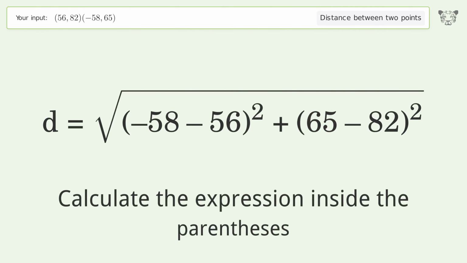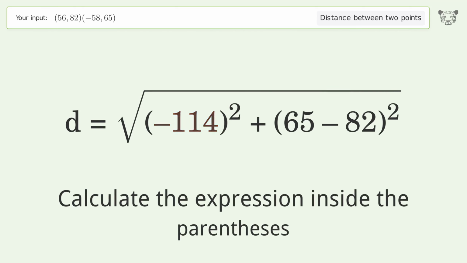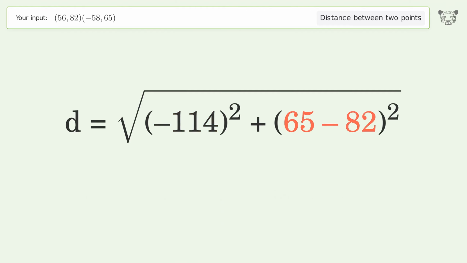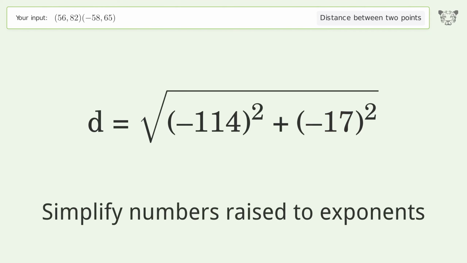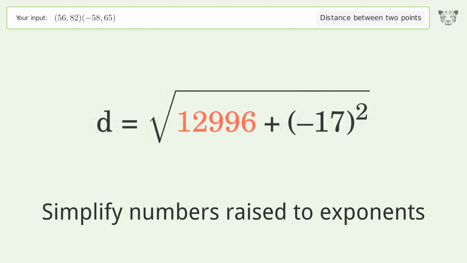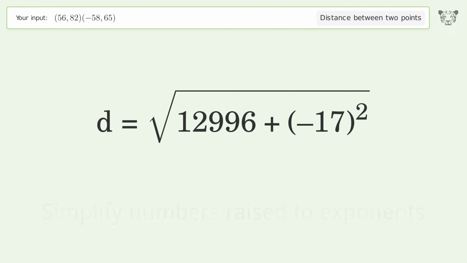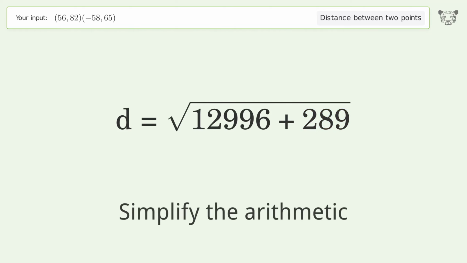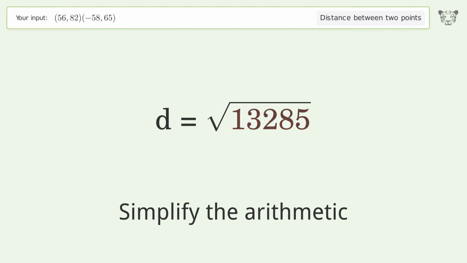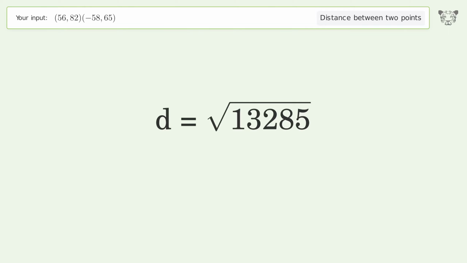Calculate the expression inside the parentheses. Simplify numbers raised to exponents. Simplify the arithmetic. And so the distance between the 2 points is the square root of 13,285, or 115.261.